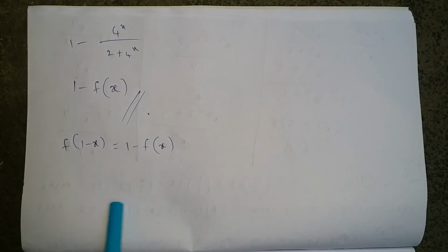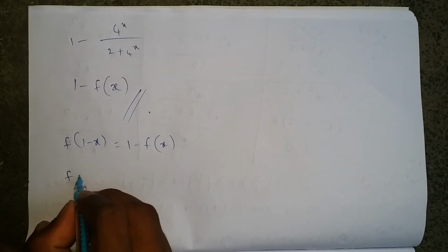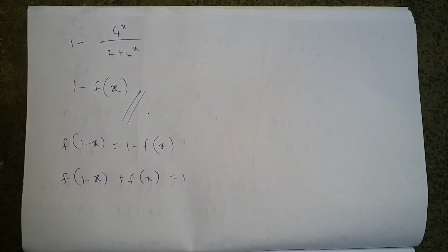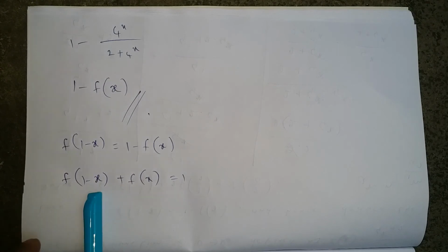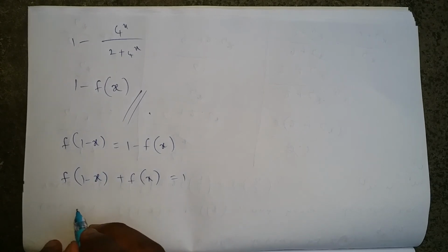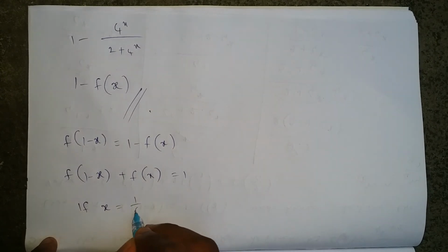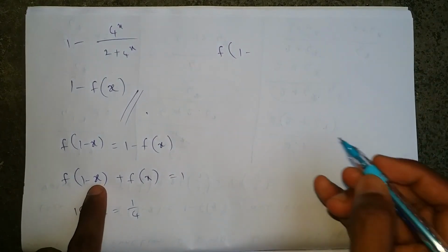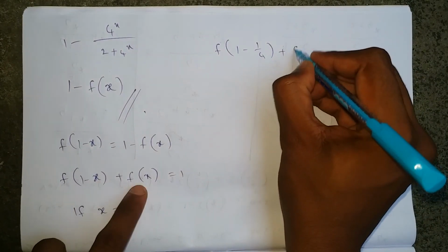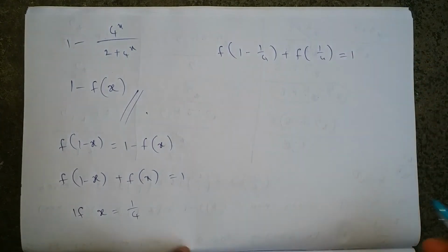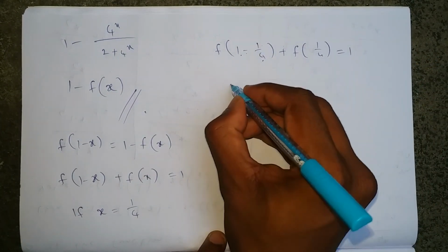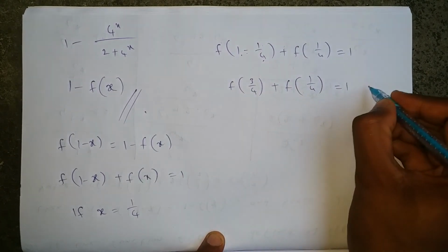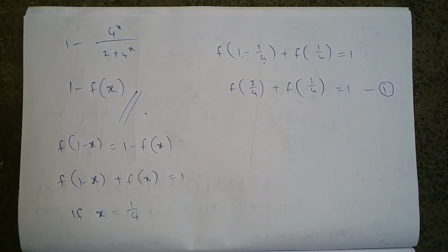This minus f of x I will take to the left side, so it will become plus: f of 1 minus x plus f of x is equal to 1. Now in the place of x I will substitute 1 by 4. If x is equal to 1 by 4, so here what we will get then? f of 1 minus 1 by 4 plus f of 1 by 4 is equal to 1. 4 minus 1 is 3. So f of 3 by 4 plus f of 1 by 4 is equal to 1. This is equation 1.